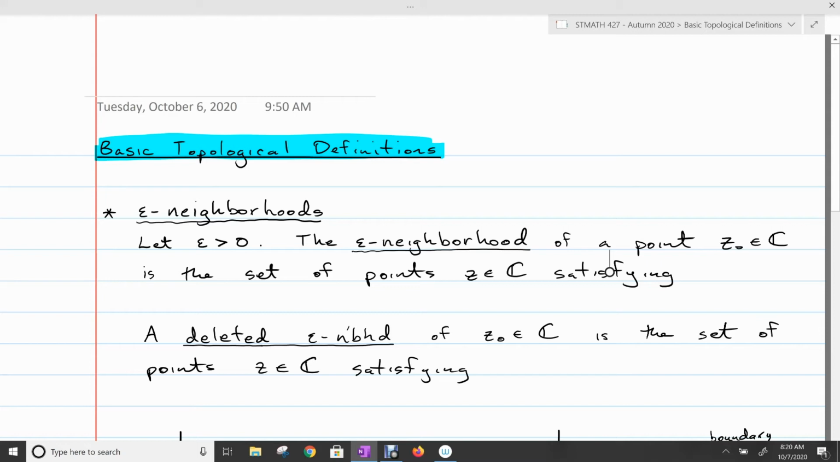Soon we're going to define functions, and the domains of functions that we're going to be talking about are in the plane. We're talking about complex valued functions that take complex numbers as inputs and give complex numbers as outputs. So the domains of these functions are going to be areas in the plane. And to describe them properly, we need these topological definitions. So let's get started with that.